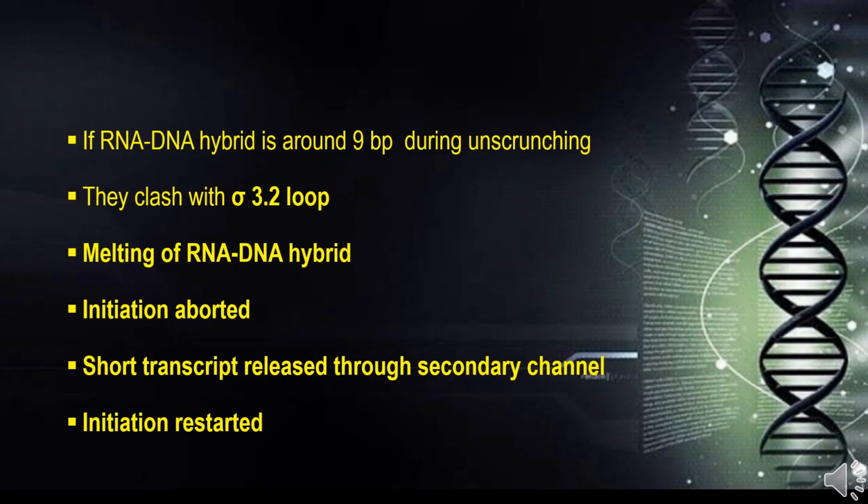During the abortive initiation step, the RNA synthesis takes place up to 9 base pairs. If the RNA-DNA hybrid is around 9 base pairs during unscrunching, it clashes with the sigma 3.2 loop. So melting of the RNA-DNA hybrid occurs. The initiation is aborted. That is, the short transcript of about 9 base pairs is released through the secondary channel and the initiation restarts.